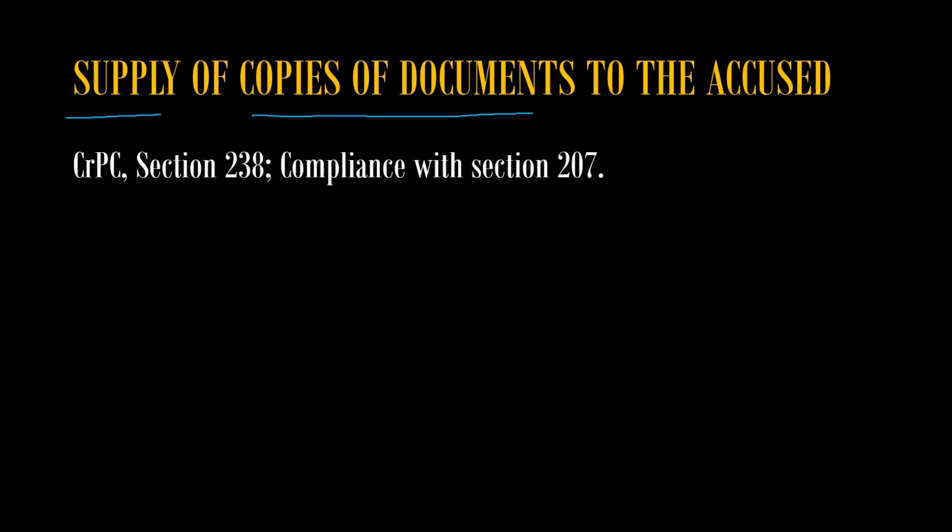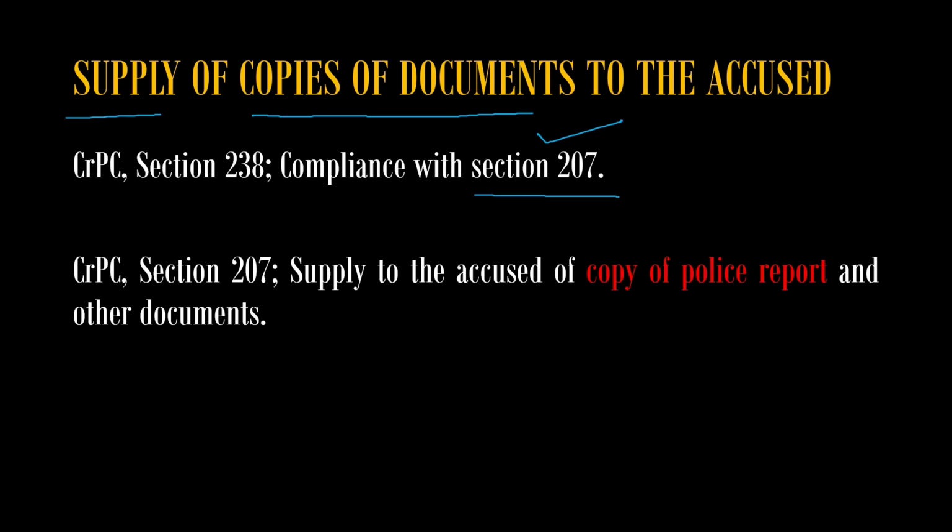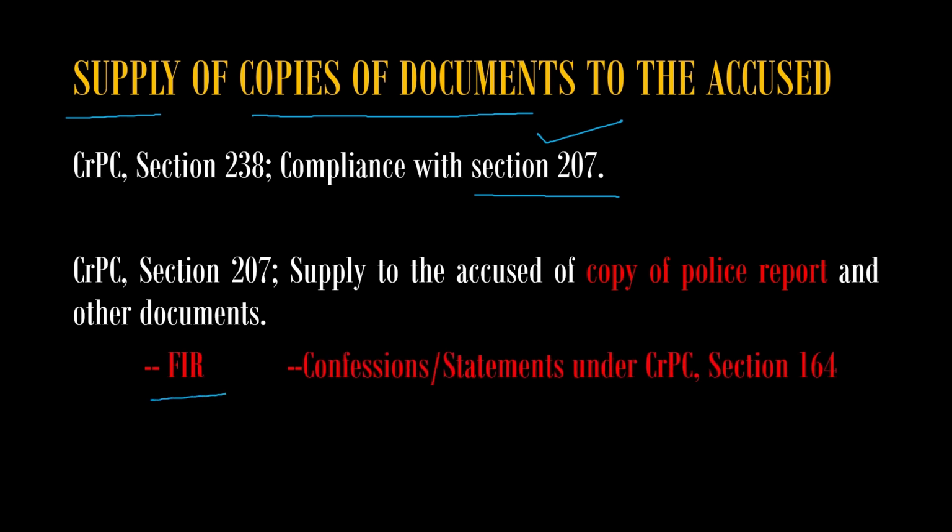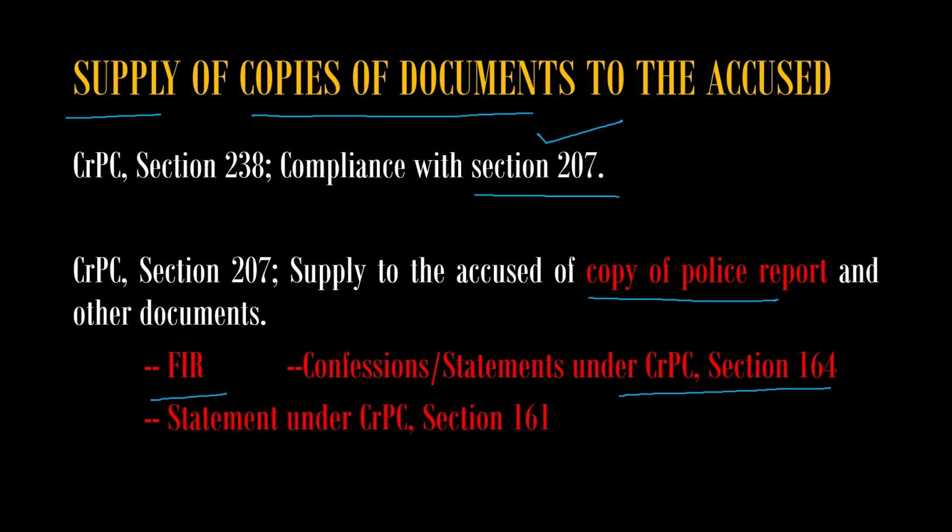The very first step after the cognizance of an offence has been taken is to supply to the accused the copies of documents. Here, the magistrate will make sure that he has complied with the provisions of CRPC Section 207, under which a copy of the FIR, a copy of the police report, statements under CRPC Section 164, the statements under CRPC Section 161, etc. are provided to the accused.